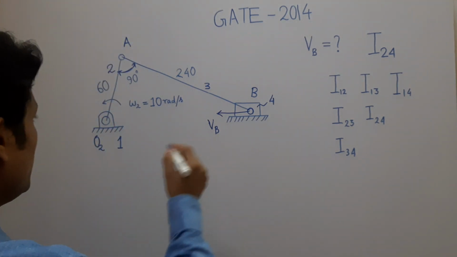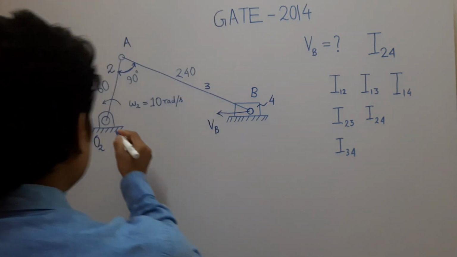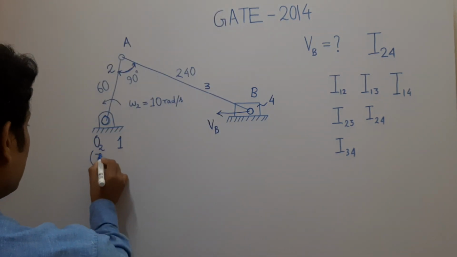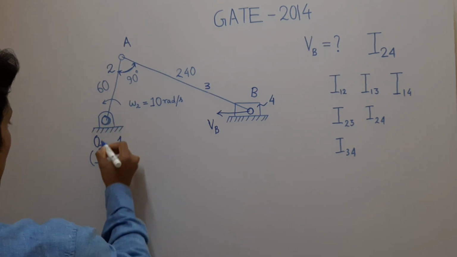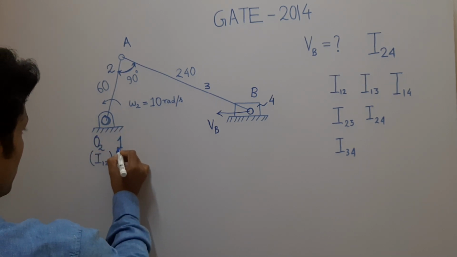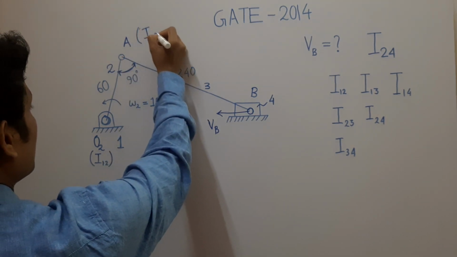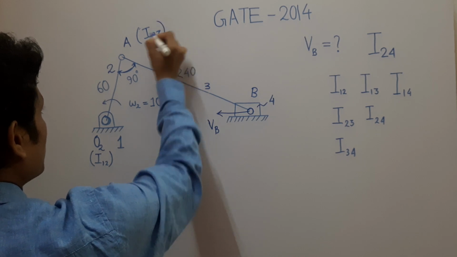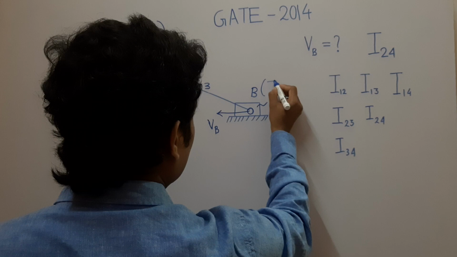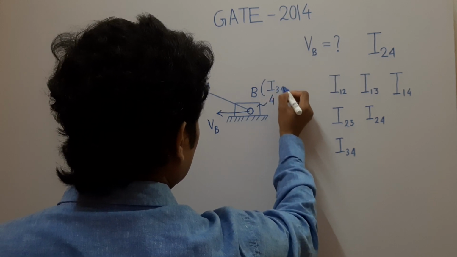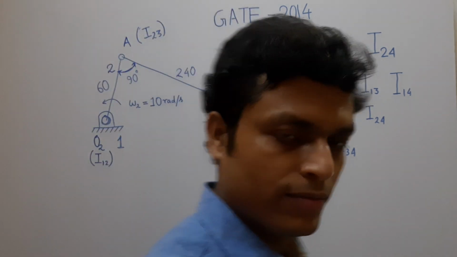So by visualization we can directly locate I12, because O2 is the center of the revolute pair which connects link 1 and 2. A is I23 because A connects link 2 and link 3. B is what? B is I34 because B connects link 3 and 4.